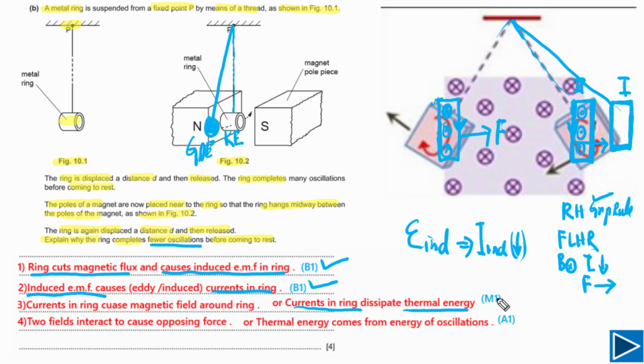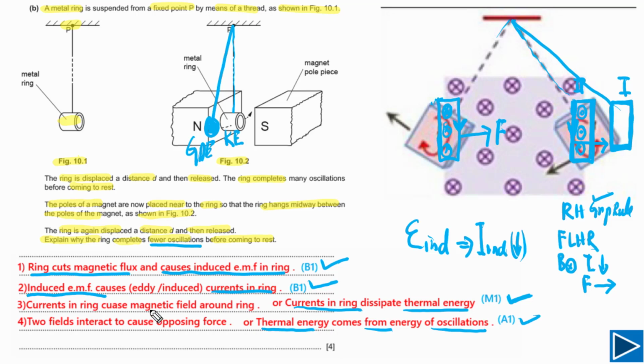But this M mark is very important because the next A mark depends on it. If you cannot get the M mark, you will also not get the A mark. So, very important point. Next, if you have mentioned that thermal energy comes from the energy of oscillation, you will get the A mark. So here is how you will get these 4 marks.